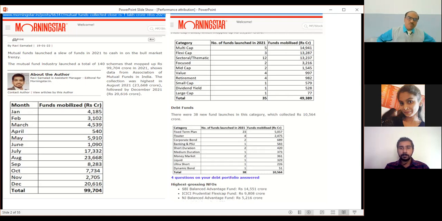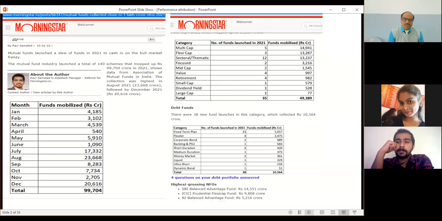That is how the investments are going, even in the debt funds. In India, we mobilized around 10,564 crores. Out of that, the fixed term plan is still creating the momentum. That means most of the debt funds, we are investing based upon the fixed interest rate. Of course, it is mentioned by the RBI.